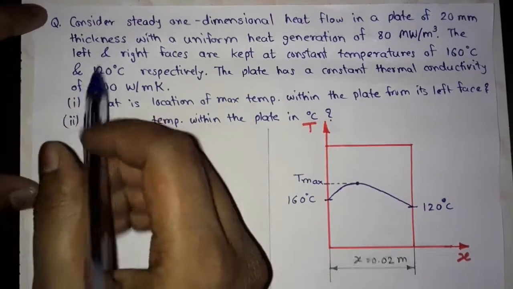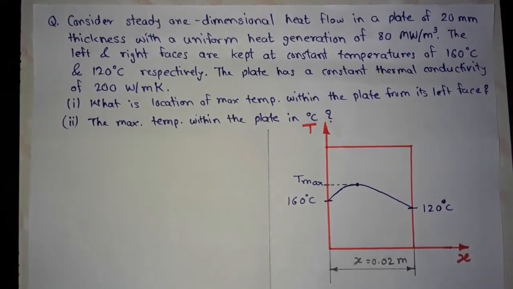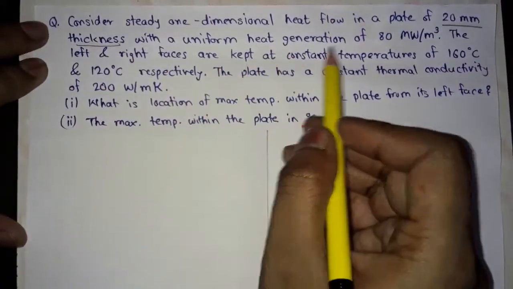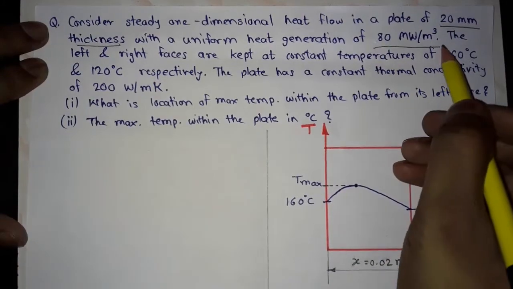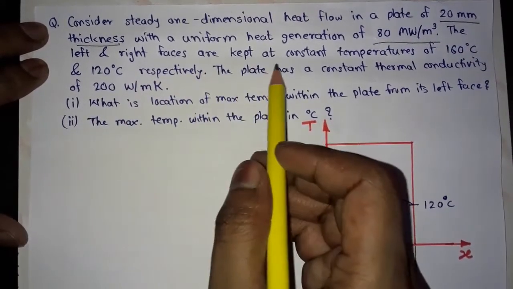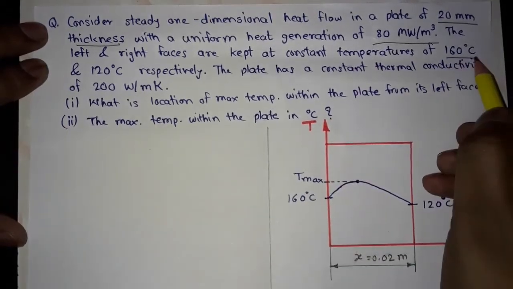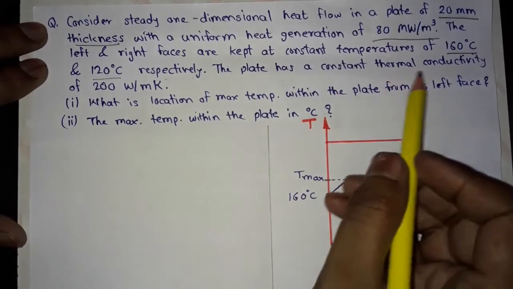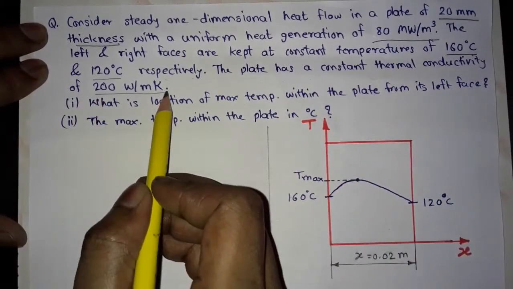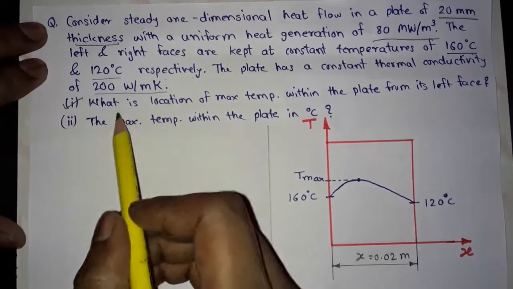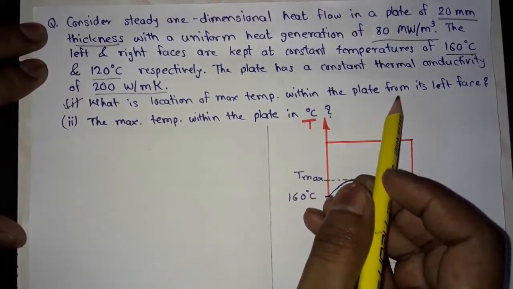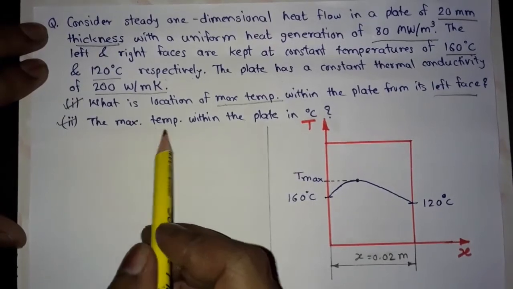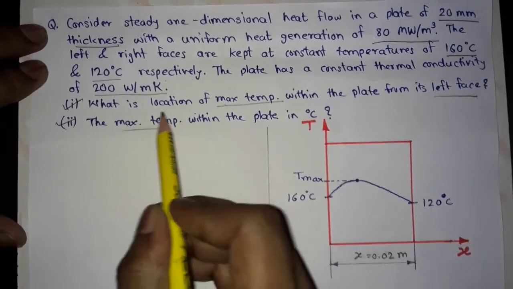Friends, let's first read the question. Consider steady one-dimensional heat flow in a plate of 20 thickness with a uniform heat generation of 80 megawatt per meter cube. The left and right faces are kept at constant temperatures of 160 degrees Celsius and 120 degrees Celsius respectively. The plate has a constant thermal conductivity of 200 watt per meter Kelvin, and we have to find first, the location of maximum temperature within the plate from its left face, and second, the maximum temperature within the plate in degree Celsius.